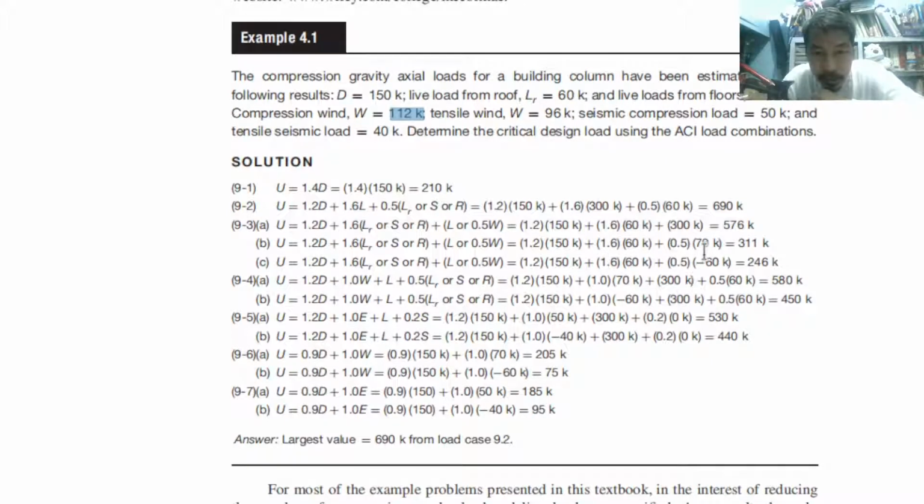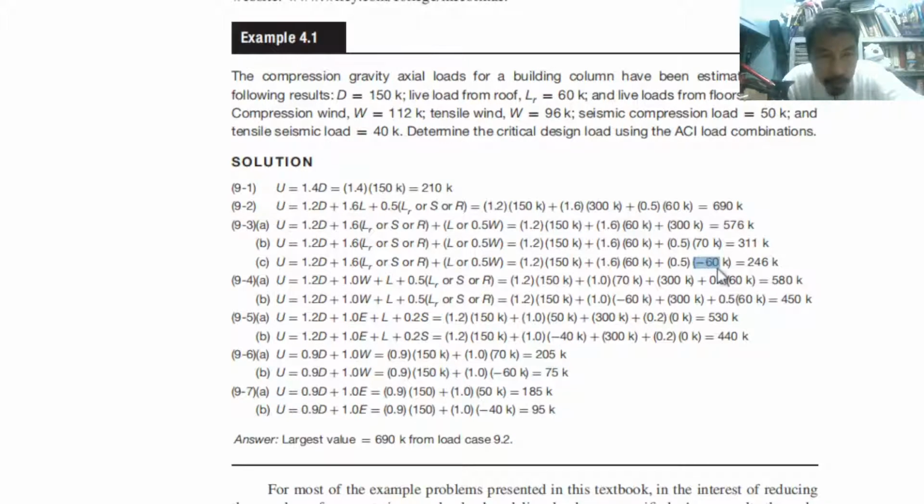So instead of 70, please correct this part. This is 112. That refers to this one. That refers to this part only. So that is not 70. There is no 70. What about the next one?